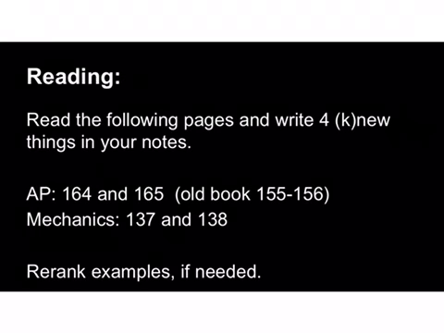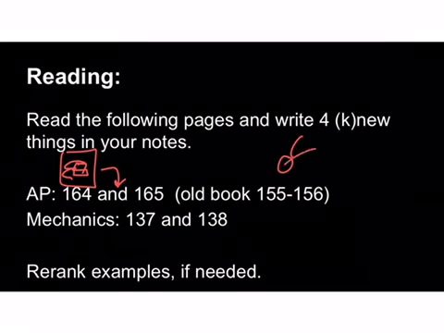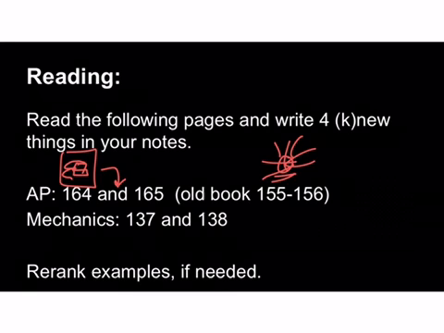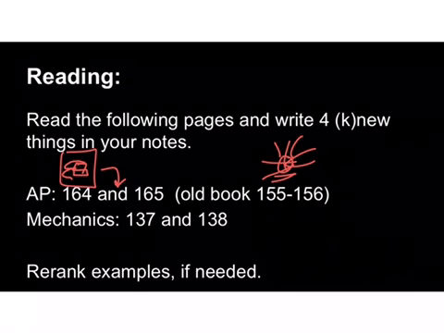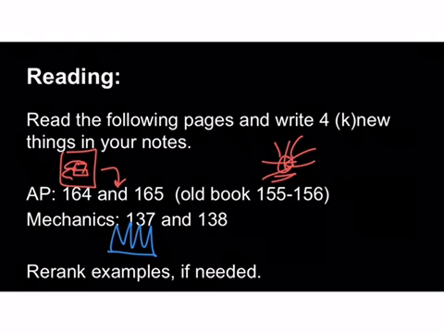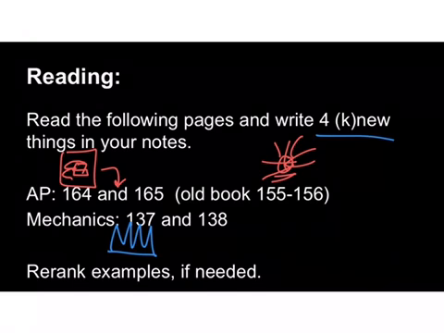Next, I'd like you to do a little research on work and look in your textbook. So if you have the AP textbook, that's the book that has like the 4 pictures on the front. You'll do pages 164 and 165. If you're in the old AP textbook, it has like that starburst thing on it. So then in that, you'll read 155 and 156. And if you're in the mechanics book, that's the book with the mountains on the front. And you'll read pages 137 and 138. And what I'd like you to do is just put 4 new things in your notes and then give those on this page as well.